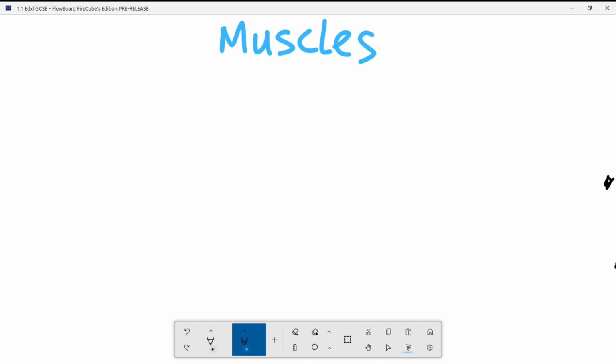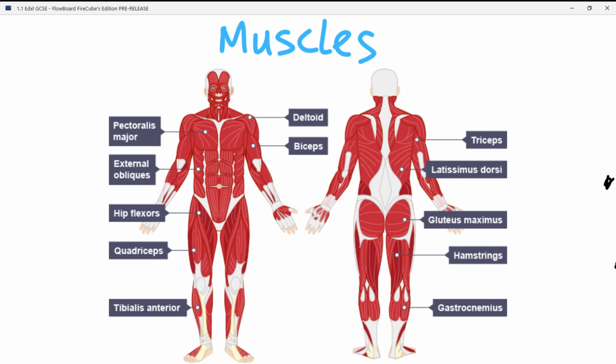Now, these are the different muscles that you need to know for your exam. We're going to start with the deltoid, which is found at the shoulder. This is responsible for abduction of the upper arm at the shoulder. Next, we have the biceps and triceps. Biceps are responsible for flexion of the arm at the elbow. Meanwhile, triceps are responsible for extension of the arm at the elbow. Next, we have the pectoralis major. The pectoralis major is responsible for adduction of the arm at the shoulder.